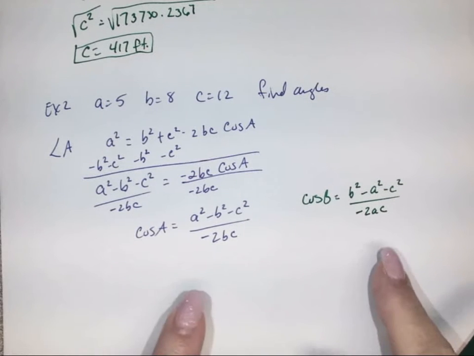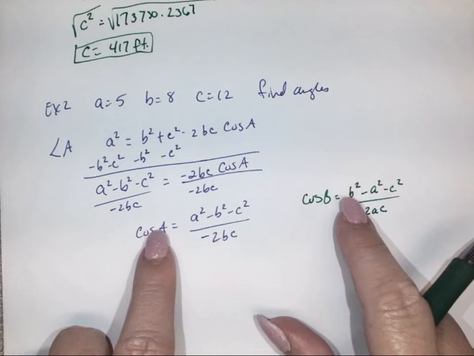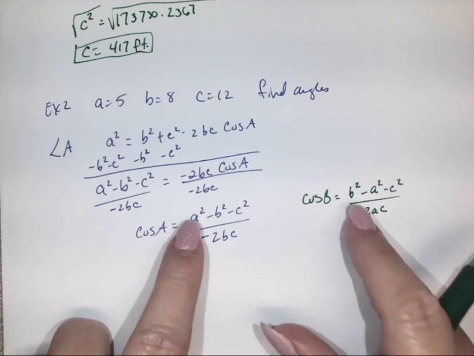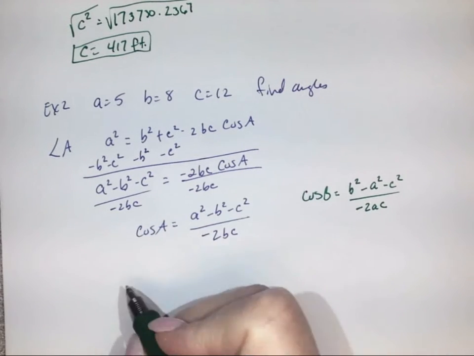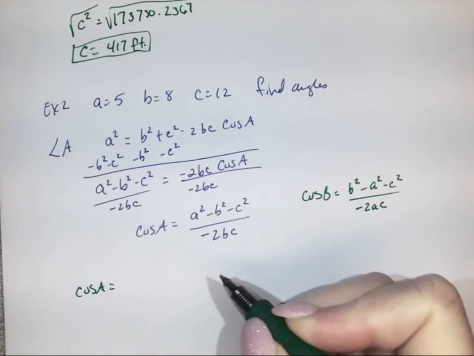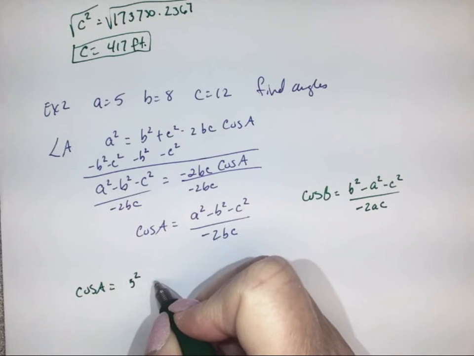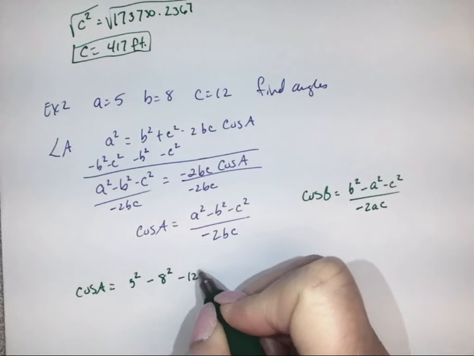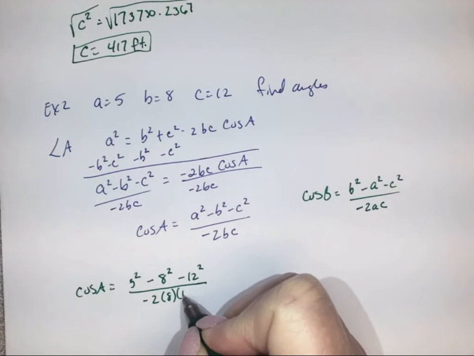So if you can make those connections that the A and C still match, and then the angle you're solving for, that letter will be up front. And you could do the same thing with the C's. So that can make it a little bit easier rather than trying to plug all the numbers in and then moving everything over. So we have kind of a formula we can use. All right, so let's go use this formula to find our A. So the cosine of A would be equal to, our A is 5, so 5 squared, minus 8 squared minus 12 squared all over negative 2 times 8 times 12.